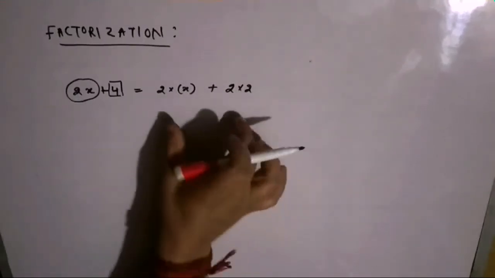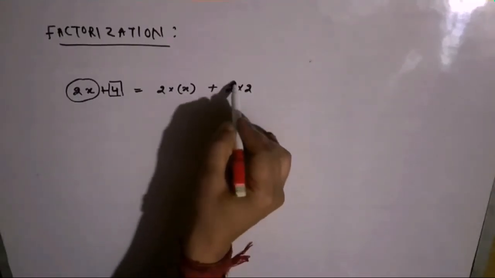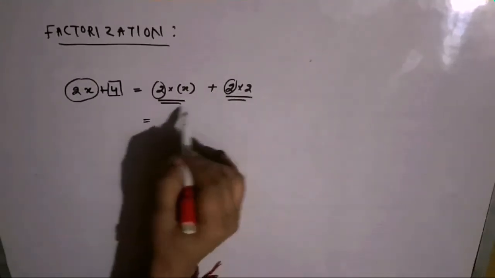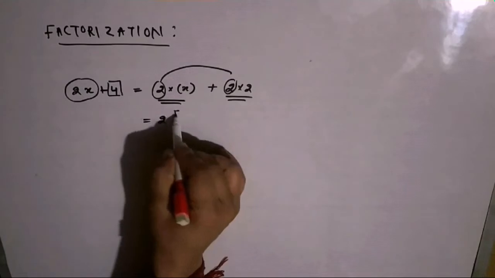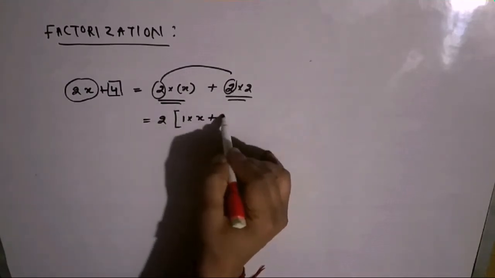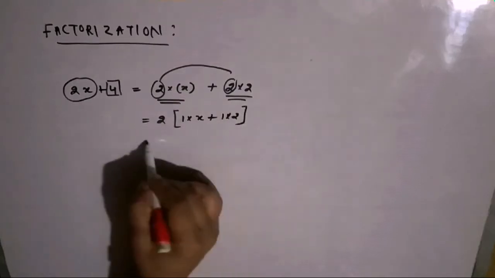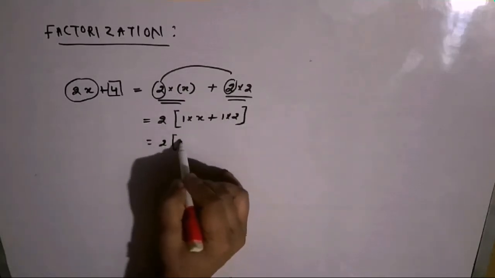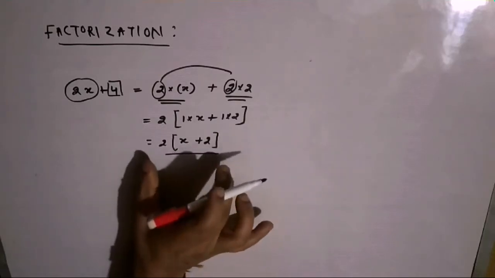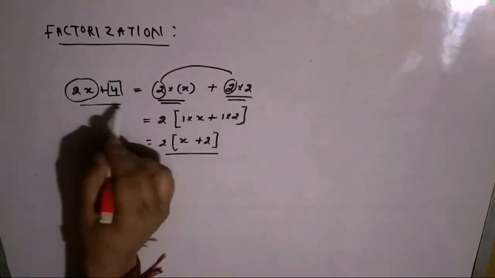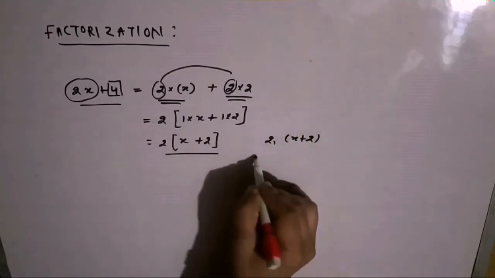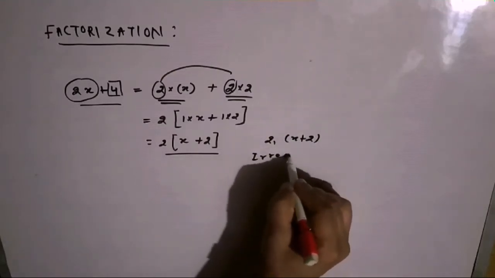Then you take common terms out of it. In this case 2 is common in both terms. If you take 2 common, in place of 2 there would be 1 in each. So that would be 2 into x into 1, that is x, plus 2 into 1, that is 2. So that is the irreducible form of this. So 2 and x plus 2 are the irreducible factors in this case.